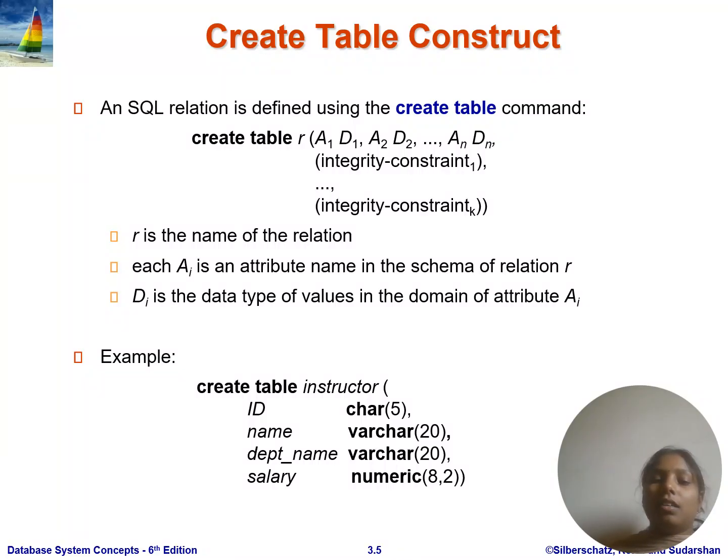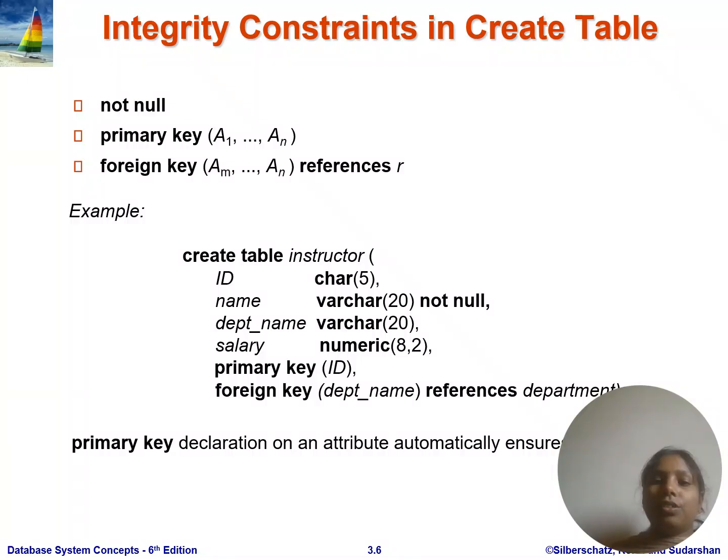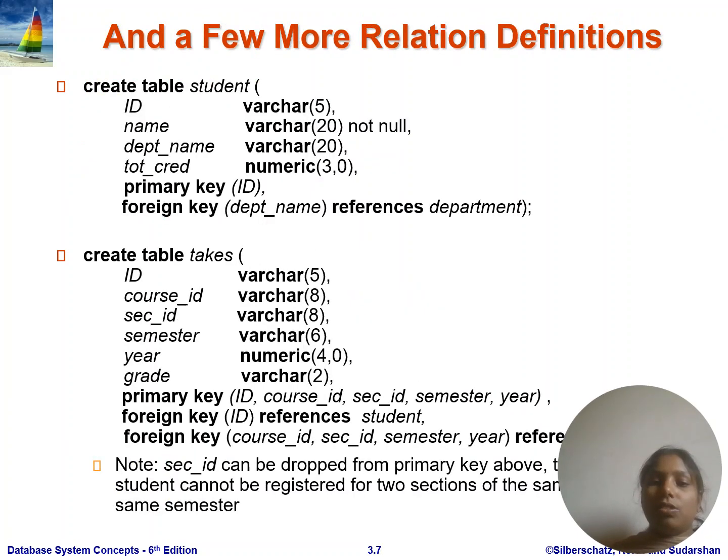The ID attribute has the domain char, name has the domain varchar, department name varchar, salary numeric, and so on. The create table statement also includes integrity constraints: not null, primary key, and foreign key. A primary key is a unique key; it uniquely identifies the data in the table. A foreign key connects two different tables using an attribute. For example, when you create a table, you can specify the primary key and foreign key. Many examples are given here.